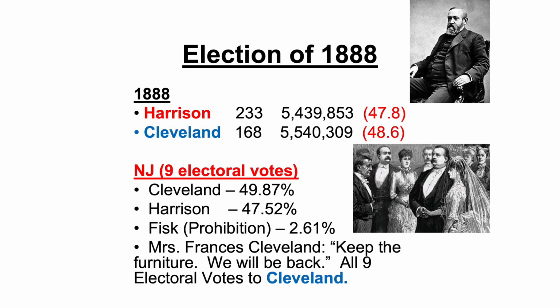The next election is another election where the popular vote did not match the electoral vote. Harrison was able to win the electoral vote with 233, but he lost the popular vote. As you can see, Cleveland has the popular vote. During Cleveland's presidency, he had gotten married, and his wife, Frances, as they were leaving, told the people there, "Keep the furniture, we'll be back." And she was correct. New Jersey, all 9 electoral votes went for Cleveland in that election.